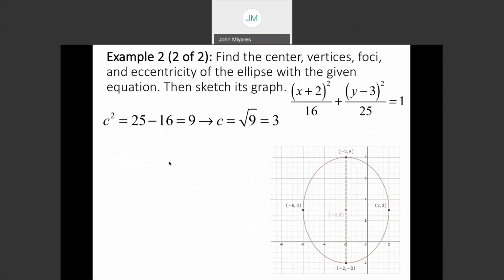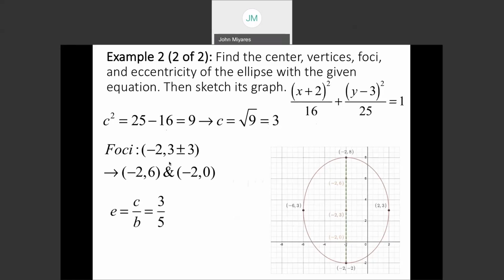Now to find the foci, we will need to compute the value of c, which just like before, we're going to take the semi-major axis squared minus the semi-minor axis squared. Then take the square root of that result, which will be 25 minus 16, which equals 9, and the square root of 9 will equal 3. So the foci will be 3 units above and below the center point (-2, 3). That's going to give you the points (-2, 6) and (-2, 0).